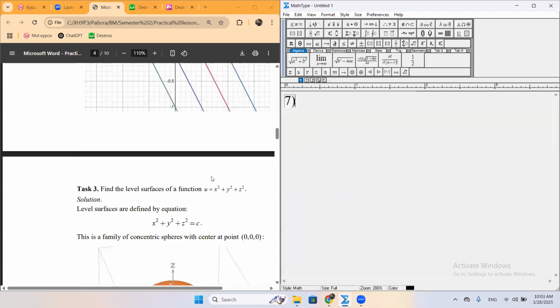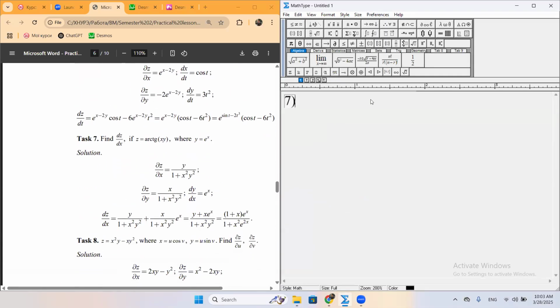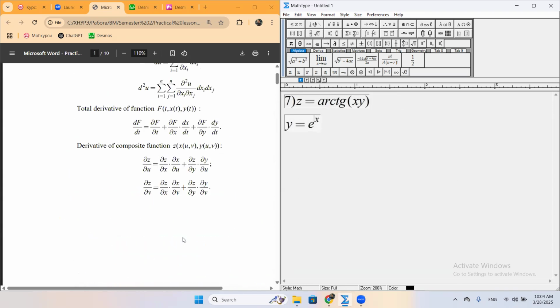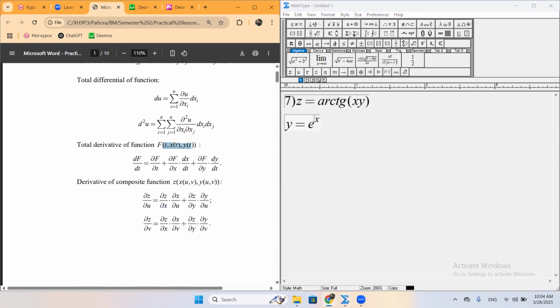So task number 7. Again, here we will find the total derivative of the function. So z equals arctangent of xy, and y equals e to the power of x. So again, we will use the formula of the total derivative. But here we have only one function that depends on the variable x.